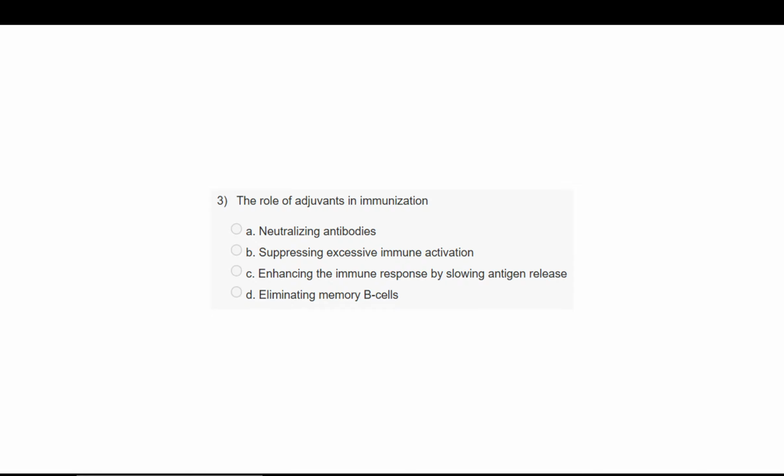Role of adjuvants in immunization is neutralizing antibodies, suppressing excessive immune activation, enhancing the immune response by slowing antigen release, or eliminating memory B cells. The answer is enhancing immune response by slowing antigen release.